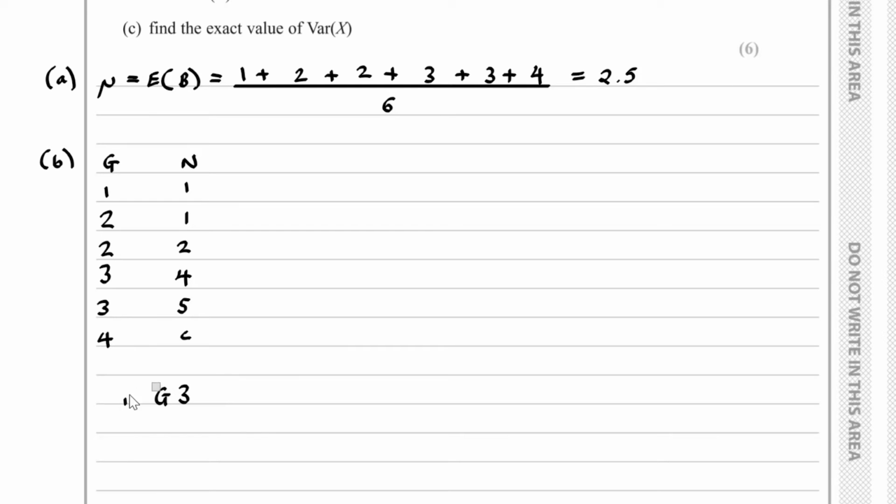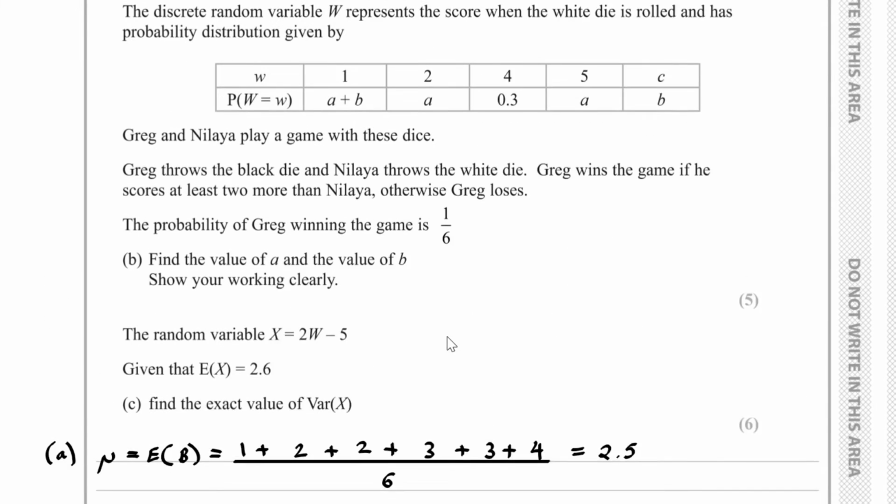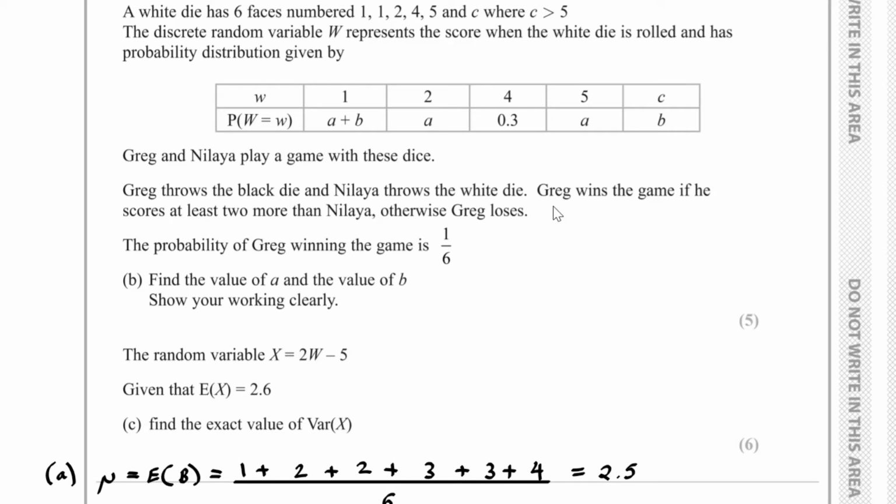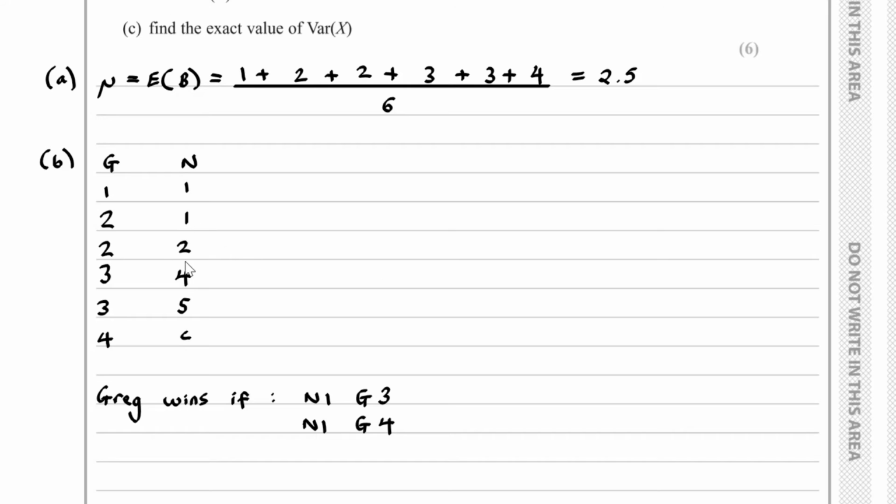So actually let's write this down. So Greg wins if N scores a 1 and G scores a 3. Now N can also score a 1 and G can score a 4, because remember we were told in the question that the score that G has must be at least 2 more than N. And next, if N scores a 2, then G can score a 4.